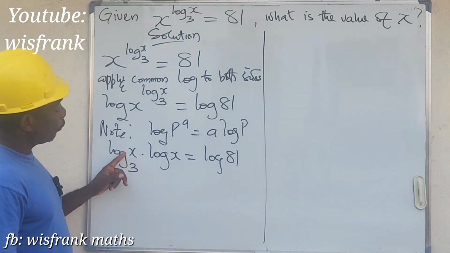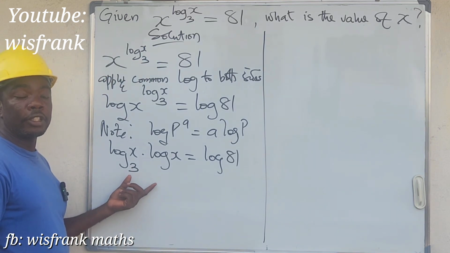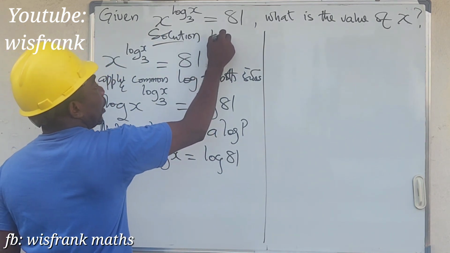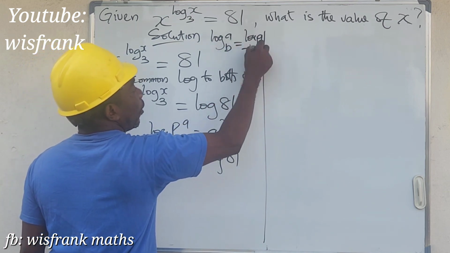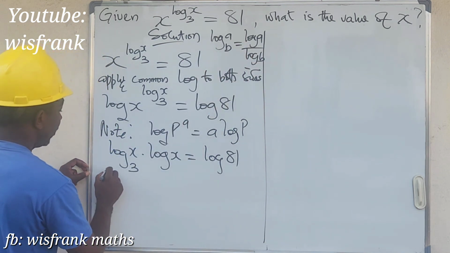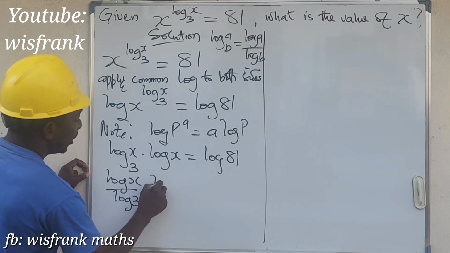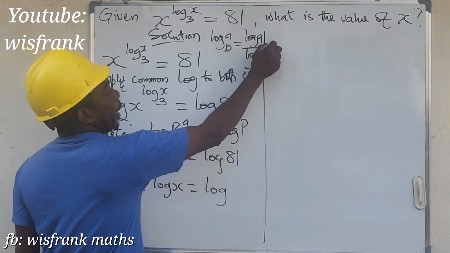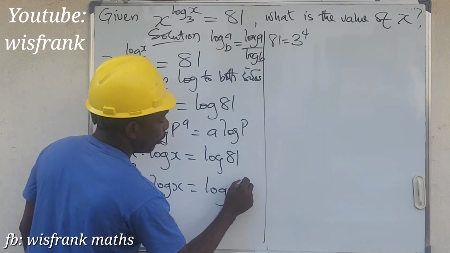Now here we have log x to base 3, so we apply change of base to this logarithm. We recall that log a to base b is the same thing as log a all over log b. Applying this format, we have log x all over log 3 times log x equals log 81. 81 is the same thing as 3 to the power of 4, so this will become log 3 to the power of 4.